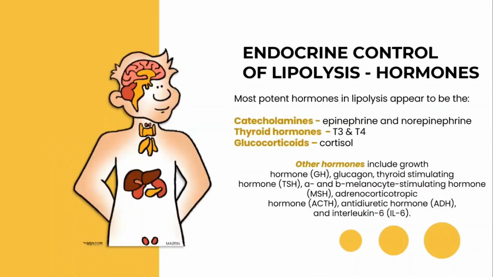So the most potent hormones in lipolysis appear to be the catecholamines. These are epinephrine or norepinephrine, commonly known as adrenaline. We also have the thyroid hormones, specifically T3 and T4, and the glucocorticoids. An example is cortisol. There are other circulating mediators or hormones reported to augment the effect of the primary stimuli. It includes growth hormone, glucagon, thyroid stimulating hormone, alpha and beta melanocyte stimulating hormone, adrenocorticotropic hormone, and so on and so forth.